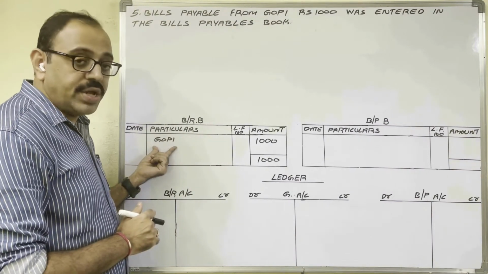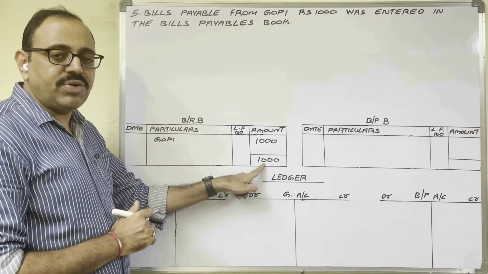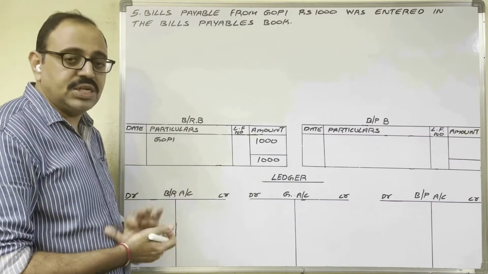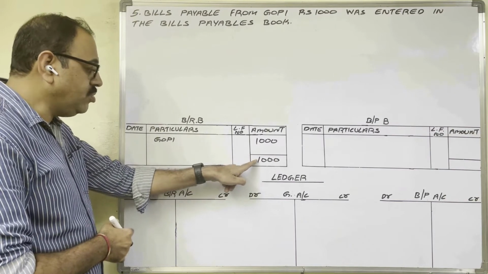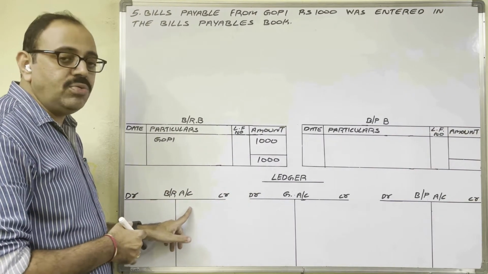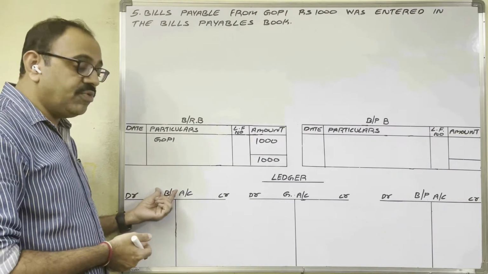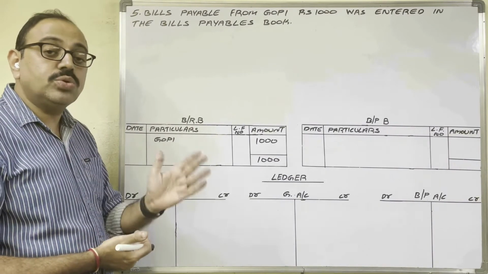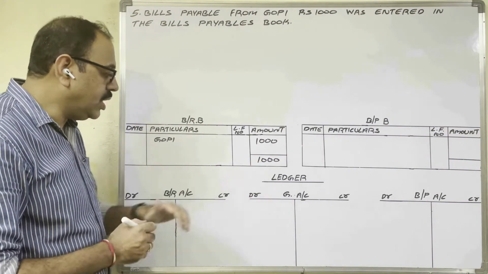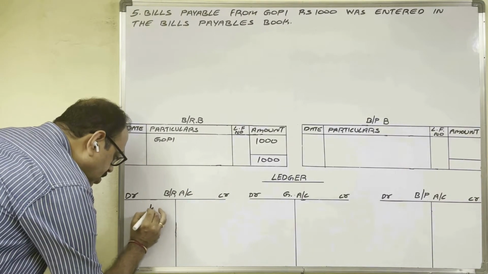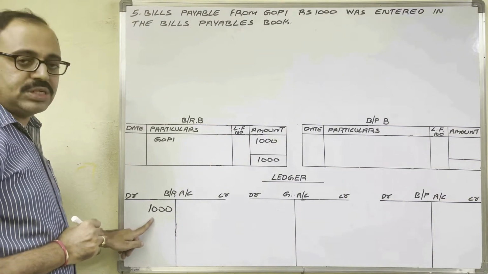Person's name, drawer's name, 1,000 rupees, total is also 1,000 because our assumption is only one transaction is there. Then in ledger, we have to post this amount in bills receivables account and in Gopi's account, drawer's account. Bills receivable is an asset. Asset shows a debit balance. Therefore, in bills receivables account, this total on debit side we should post. To sundries as per bills receivables book 1,000 rupees.